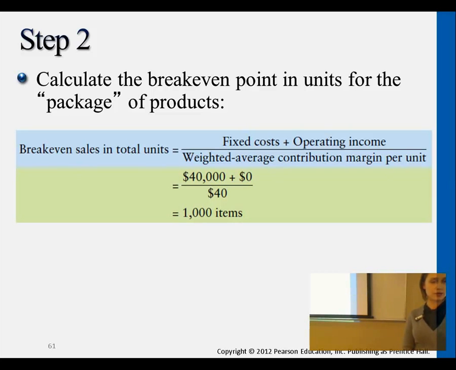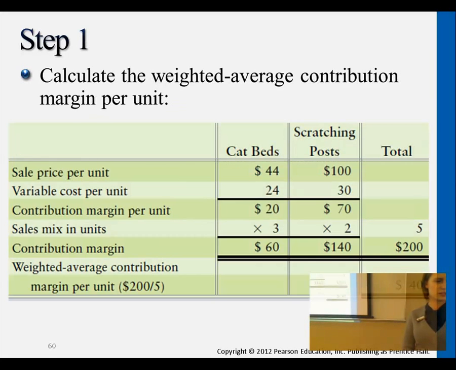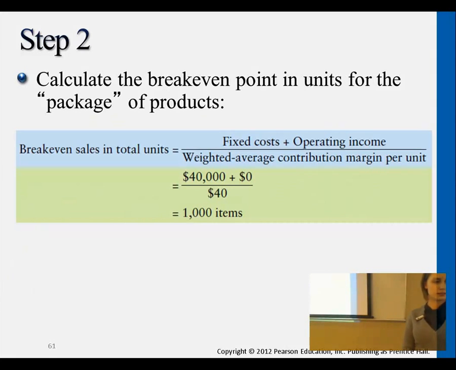Okay? Does it matter if it's all cat beds or scratching posts? It doesn't. It's just 1,000 items. We're not doing that yet. That's next steps. 1,000 of any item? It's your bundle. So that bundle is going to include some number of cat beds and some number of scratching posts, right? That's your next step.